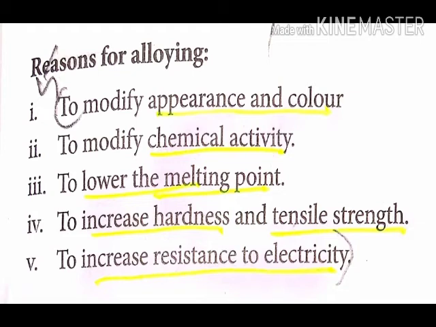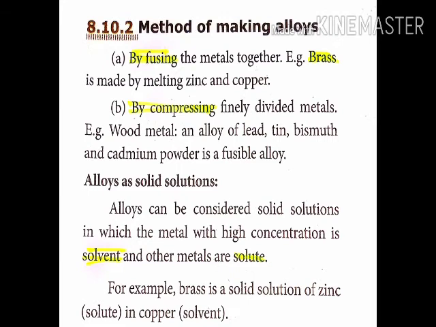These are the reasons we make alloys: to modify the appearance and color of the metal, to modify the chemical activity, to lower the melting point, to increase the hardness and tensile strength, and to increase the resistance to electricity. For this purpose we make alloys. Okay, the next topic is the methods of making alloys. We can make an alloy by two methods.